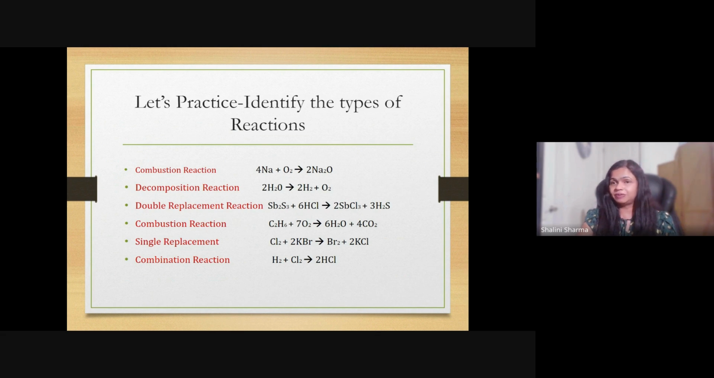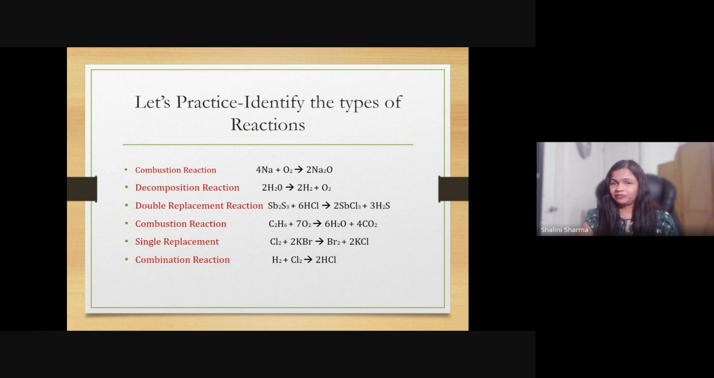Third one: Sb here stands for antimony. Antimony sulfide reacts with hydrochloric acid, forming antimony chloride and hydrogen sulfide. You're going to see here that they exchange their ions with each other. Antimony combines with the chloride part of hydrochloric acid, forming antimony chloride, and then sulfur combines with hydrogen, forming hydrogen sulfide. So there is an exchange of ions taking place in both compounds. That's an example of double replacement.